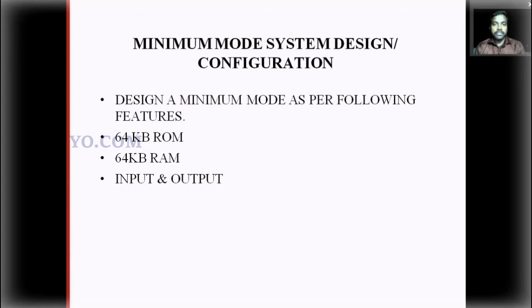So first of all we are going to see the minimum mode system design or minimum mode system configuration. The objective is to design a minimum mode system as per the following features: 64 KB ROM, 64 KB RAM, and input output devices. These are the requirements or configuration. According to this requirement we are going to design one system. That is called system design or system configuration, the very easiest one.